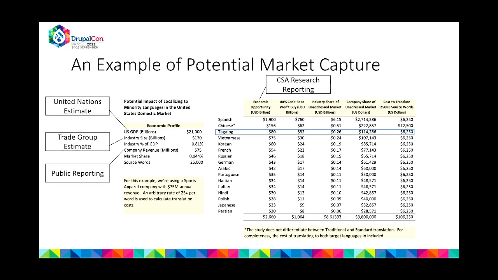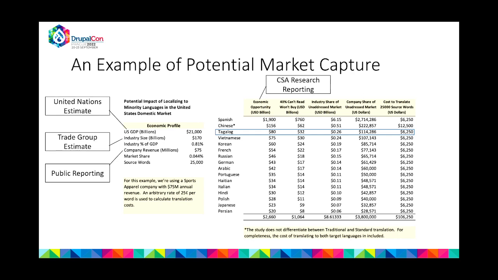We've got a $21 trillion GDP. The market size for sports apparel is $170 billion. We start doing some math. And then we take a look at that company's market share. So they have, you know, less than 1% of the market share. And that's how we derive some of these numbers, is what do we expect them to be able to have if we carry that over into a different language market.